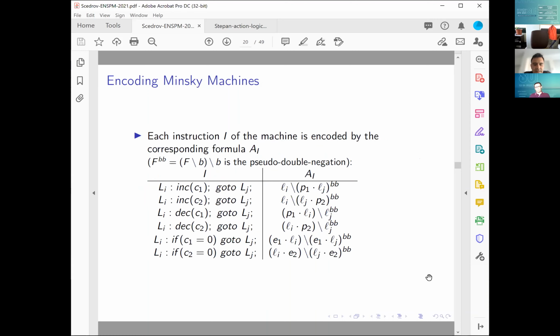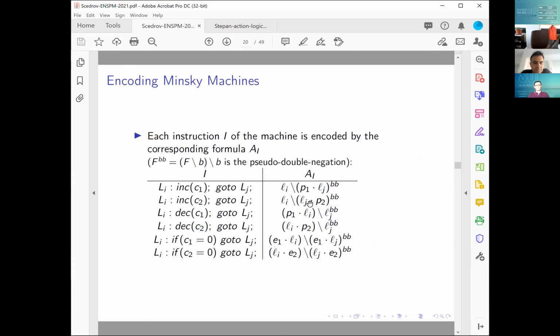Let me not go through too many details, except that I want to notice the following thing. This whole encoding is based on pseudo double negation, okay? So F under B, under B. And this is what makes the encoding possible, and what makes it possible for us to land in that miniature fragment that uses only left division and conjunction and one, okay?